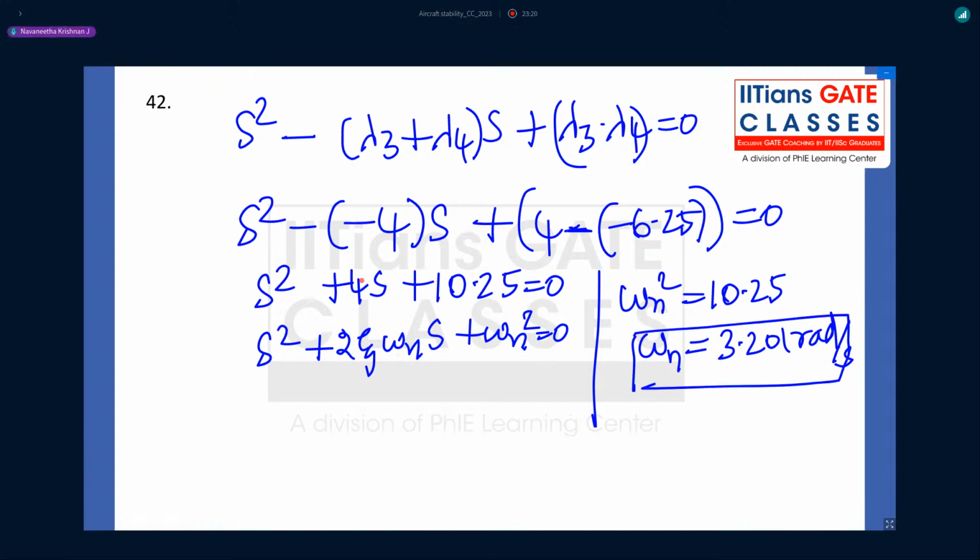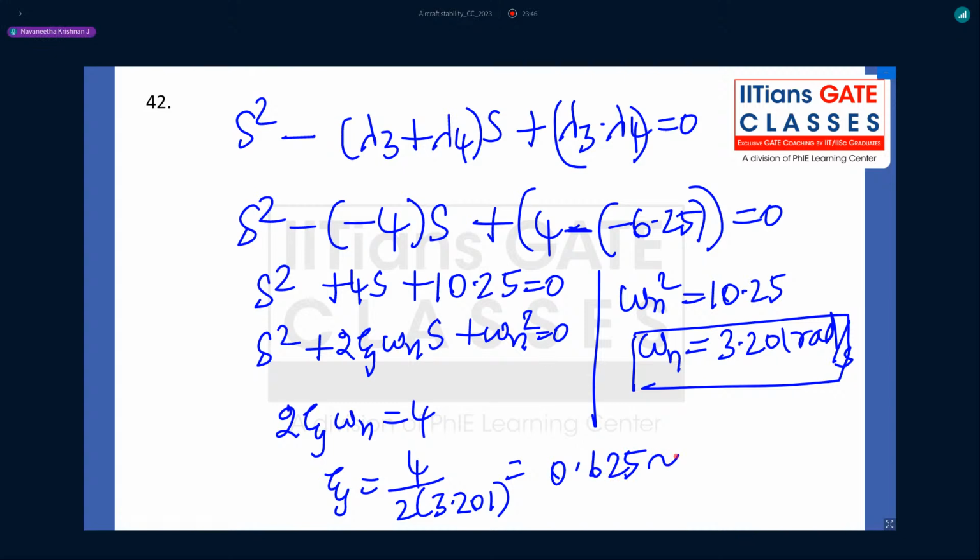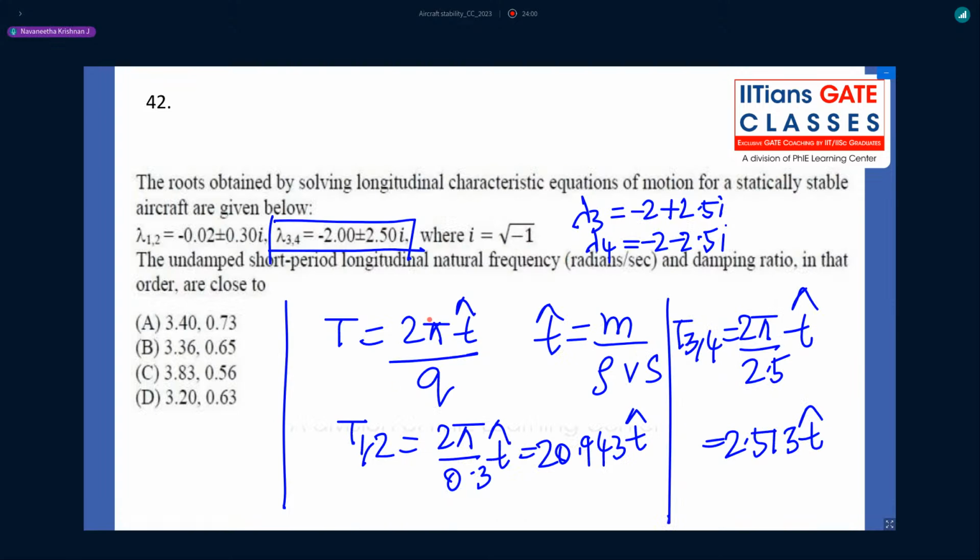If I equate the next two, what happens? 2 zeta omega n equal to 4. We know omega n is equal to 3.201. Substituting that, I get zeta as 4 divided by 2 into 3.201, that is equal to 0.625, approximately 0.63, which is an underdamped solution. So 0.63 is the damping ratio, and natural frequency is 3.201 radian per second. The answer is first natural frequency, next damping ratio, so natural frequency is 3.2 and 0.63. So option D is the correct answer.